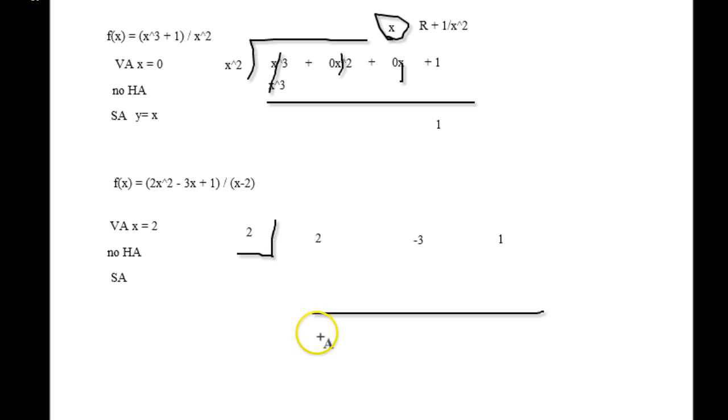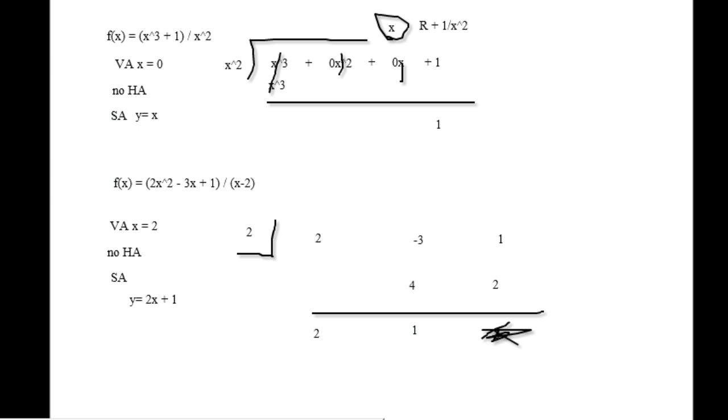I bring down the 2. I multiply it by 2 to get 4. Negative 3 plus 4 is 1. Then I multiply that by 2 again, and I get 2, and 1 plus 2 is 3. So what is my actual slant asymptote? Just from reading it, y equals 2x plus 1. Once again, you always ignore the remainder when you're doing the slant asymptote, so you don't need this right here.